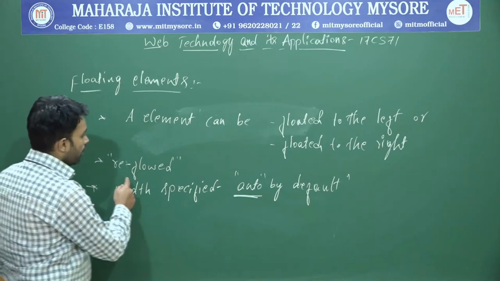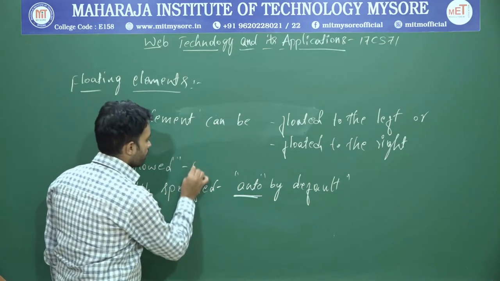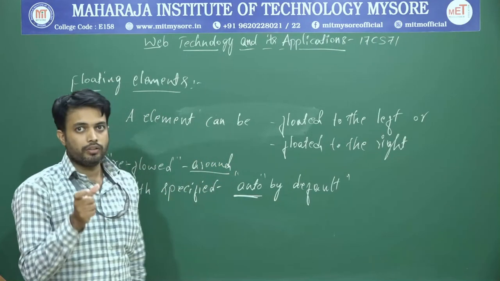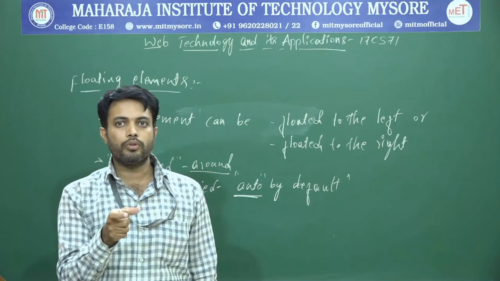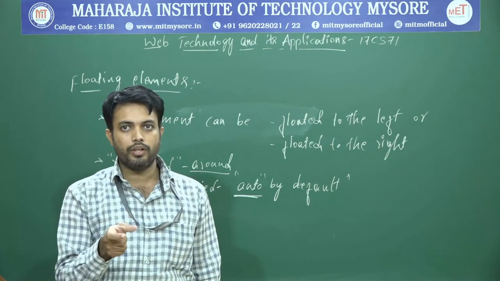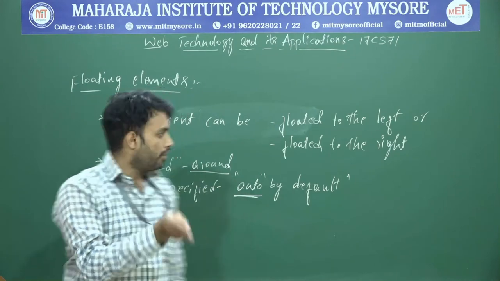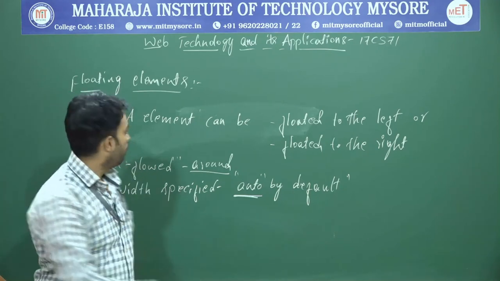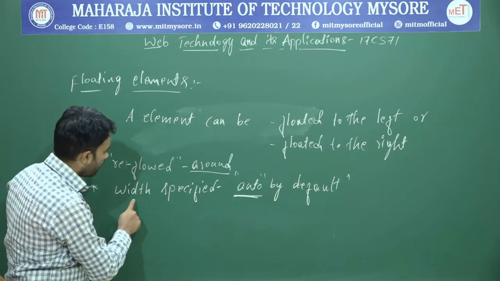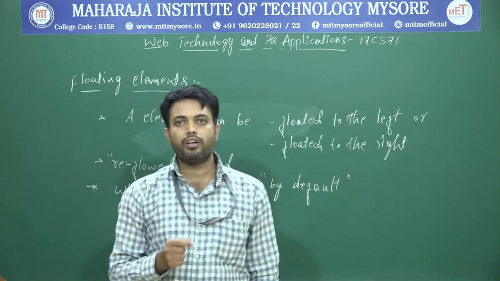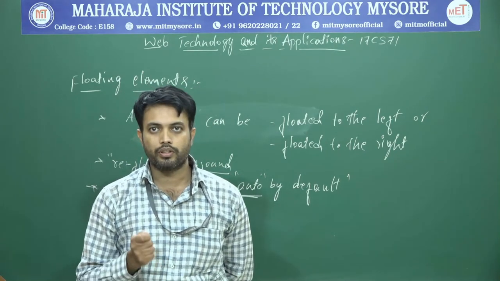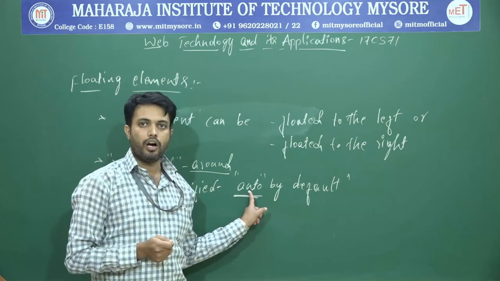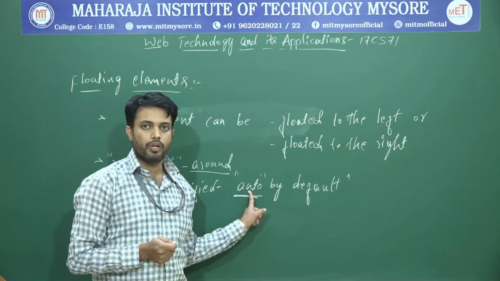And again, elements around these floating elements. One element is floating, so what about the elements around it, beside it? Those also reflow according to the floating element. And width specified: for block level floating elements, we need to specify the width. Otherwise, by default it is auto. By default the value is auto.